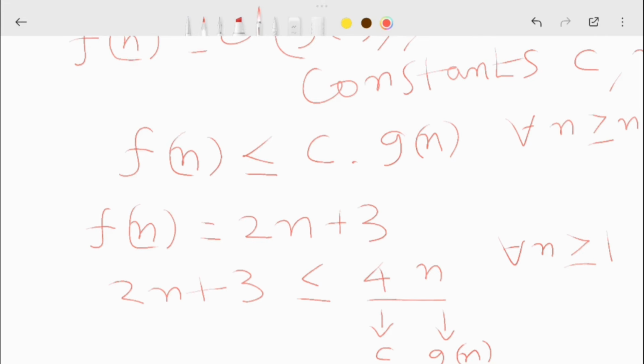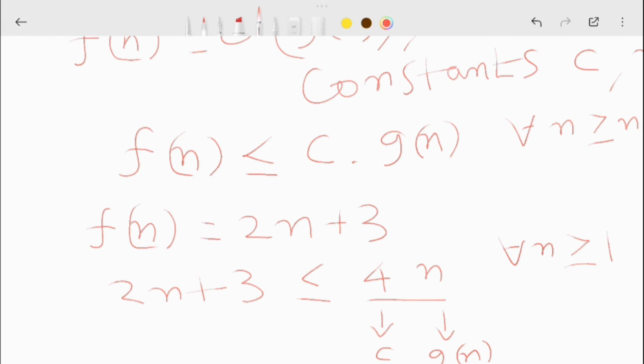Because here we are using f of n as a function of an algorithm, and n represents the size of the input. So we cannot use input size 0. At least your algorithm should take some single input. So we cannot use any algorithm with input 0. So we take n value greater than or equal to 1. So for all n greater than or equal to 1, this condition is true.